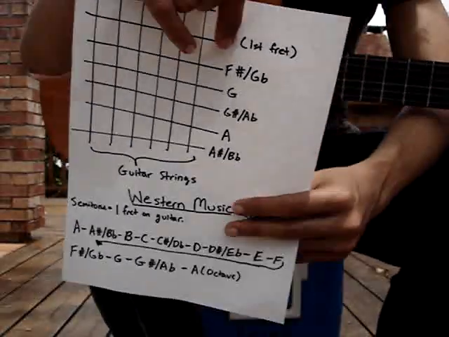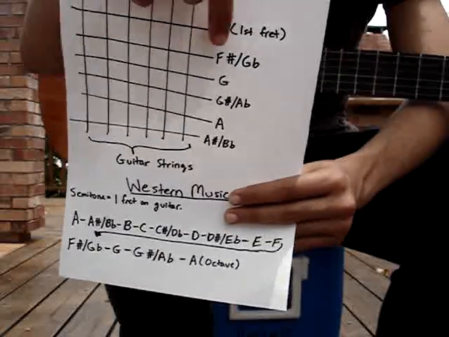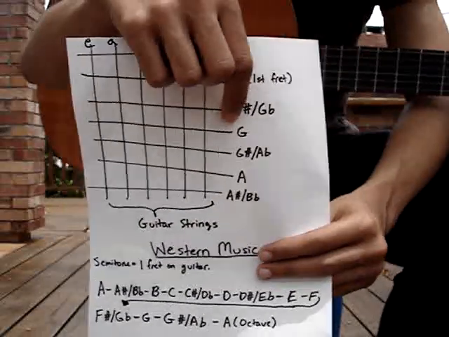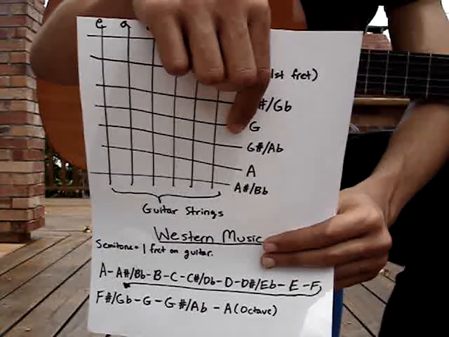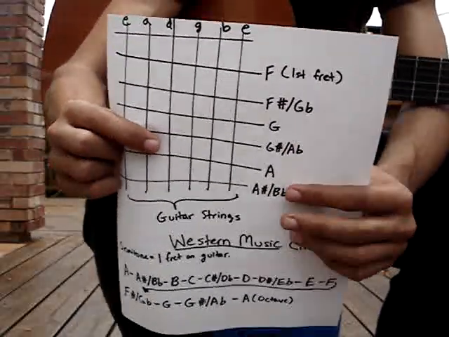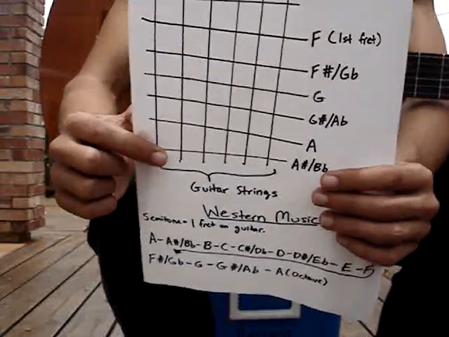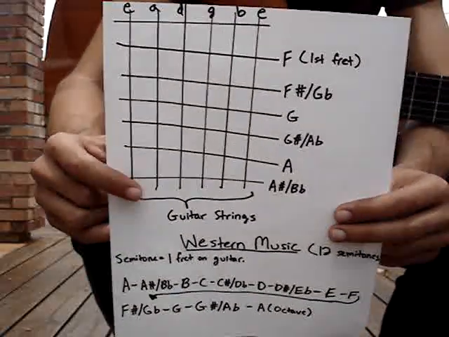So you'd have first fret is an F, E is the open. Second fret would be an F sharp, G flat. Third fret is a G. Fourth fret would be G sharp, A flat. Fifth fret is an A. Sixth fret is an A sharp, B flat, etc. That's not going to make much sense.